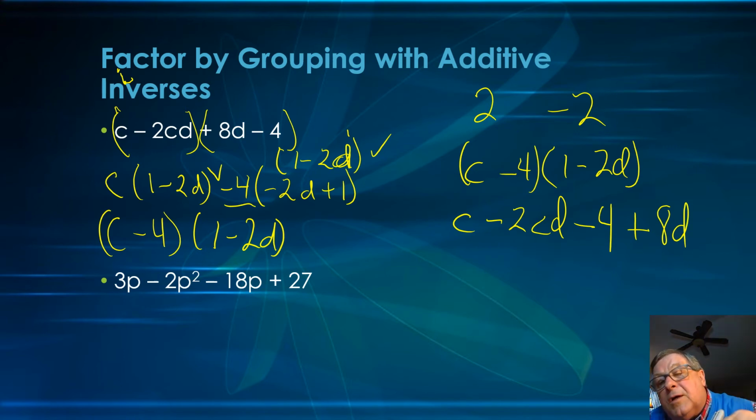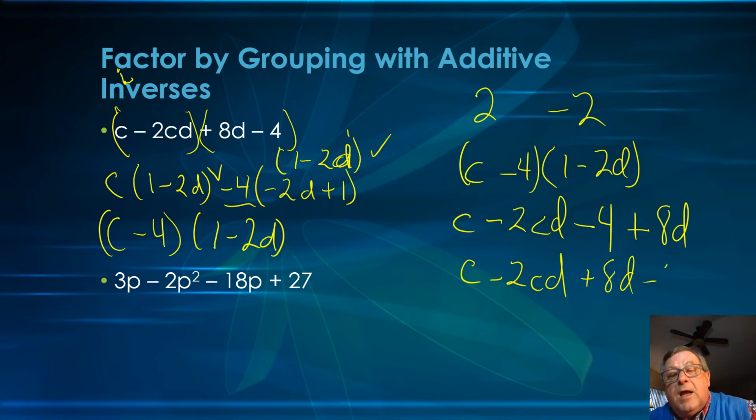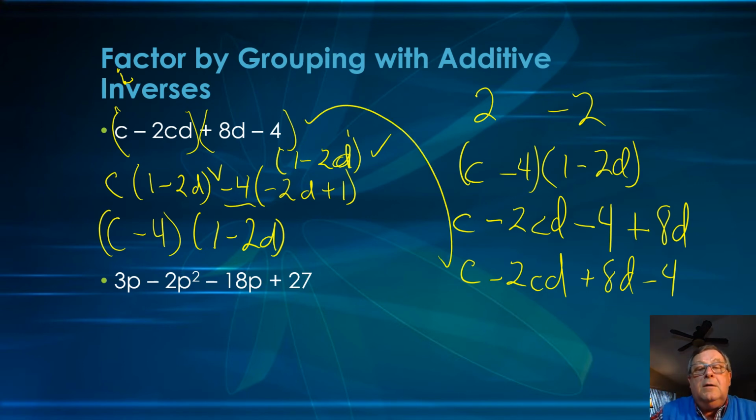Using the property of equality, I can switch that around and rewrite this as c minus 2cd plus 8d minus 4. And shazam, we're back to our original polynomial after factoring by grouping and then FOILing to check our work. Checking your work is always important. You can check it by FOILing and see if you come back to the original polynomial.